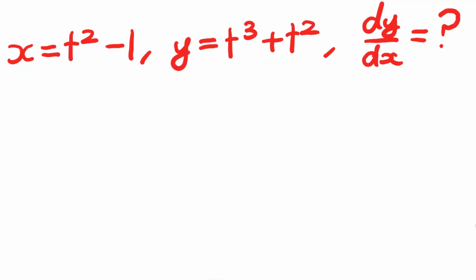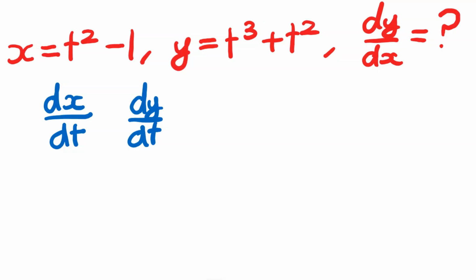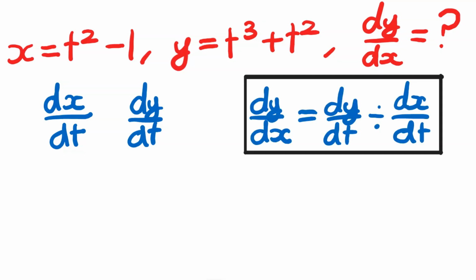So if we differentiate this one, it will be dx over dt. And if we differentiate this one, it will be dy over dt. And then we can use this formula here in order to find dy over dx. So dy over dx is equal to dy over dt divided by dx over dt.